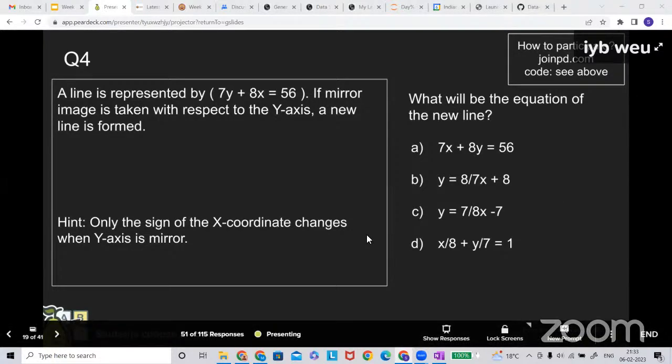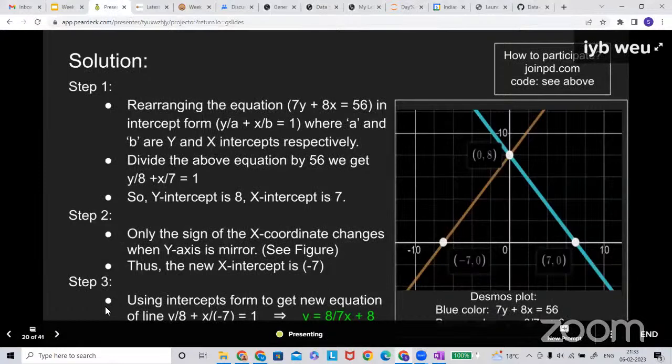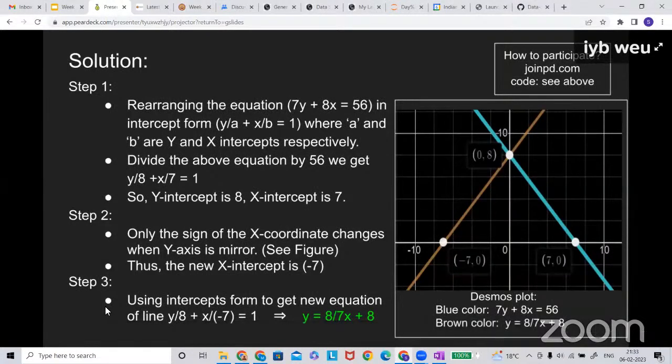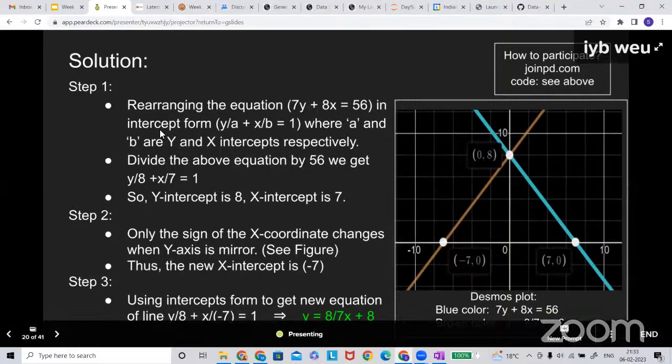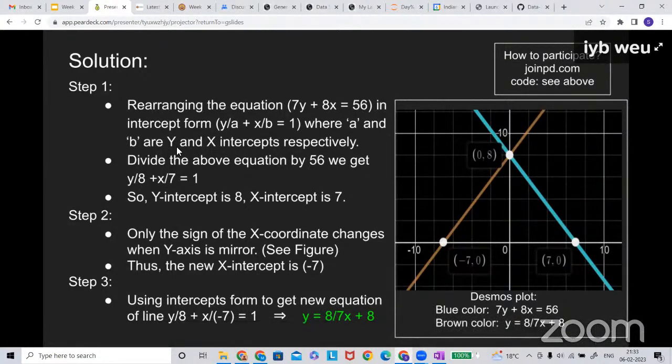Okay, so let's move to the solution. Rearranging the equation, we have this. You can change it into the intercept form, where A and B are the Y and X intercepts. If you have the equation, you can change it into intercept form by dividing by 56 on both sides of the equation. So it will change to Y by 8 plus X by 7. Using that, the X intercept is going to be 7 and the Y intercept is going to be 8, as you can see here.